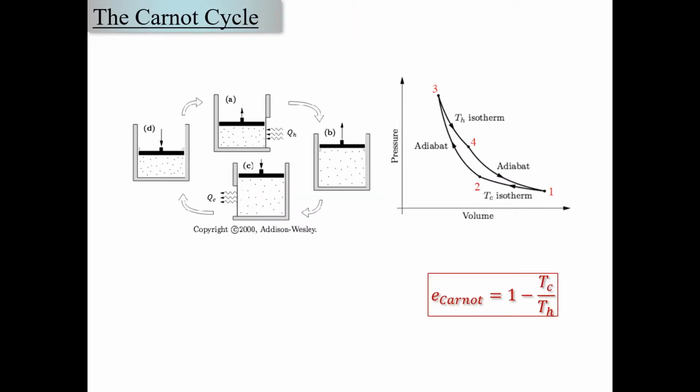Now, as a specific example of a heat engine, let's look at the most efficient possible heat engine, known as the Carnot engine or the Carnot cycle. So the Carnot cycle is a 4-step process.